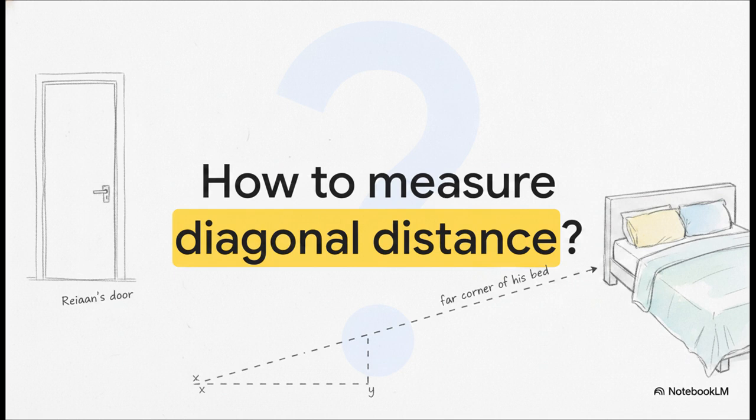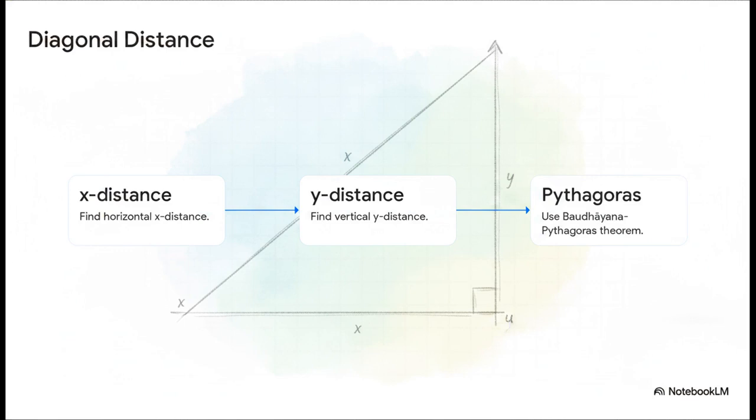But what happens if the line between 2 points is completely diagonal and not parallel to the axes? Say we're measuring the distance from Riyan's door straight across the room to the far corner of his bed. That line is definitely not parallel to either axis. So, how do we measure that? Let's see how this builds, because to find this diagonal distance, we actually just break it down into 3 really simple steps that build directly on what you already know.